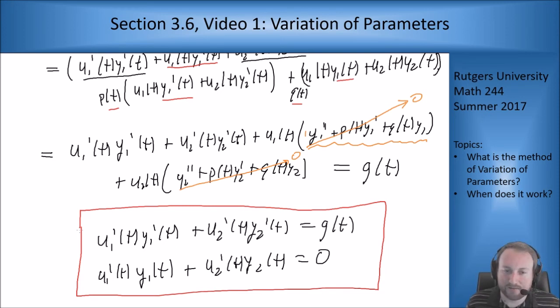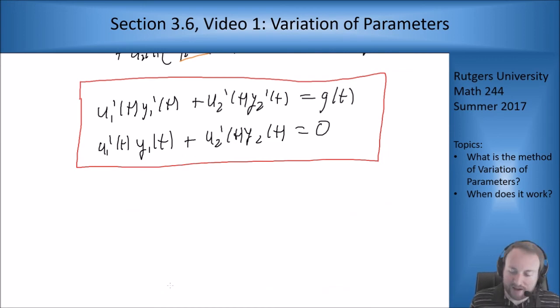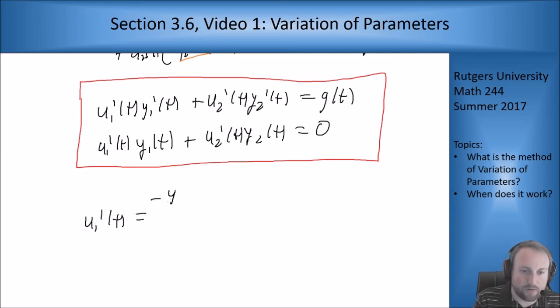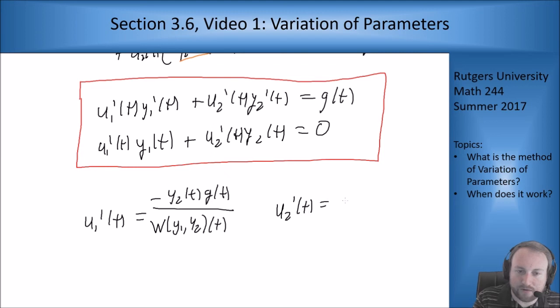Now, this is a linear system with two equations and two unknowns, and we can just solve it out for each point, and we'll get a function of t out of that. So how can we solve this equation? We can solve the equation by elimination. If you do that, your solution looks something like this: u1 prime of t equals negative y2 of t g of t over the Wronskian of y1 and y2 at t, and u2 prime of t equals y1 of t g of t over the Wronskian at t.